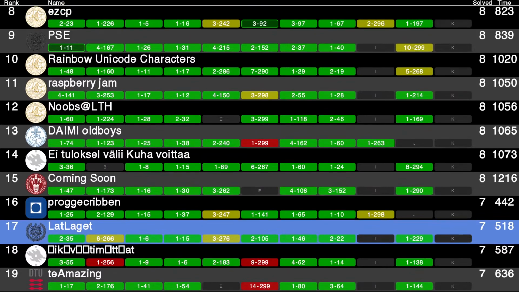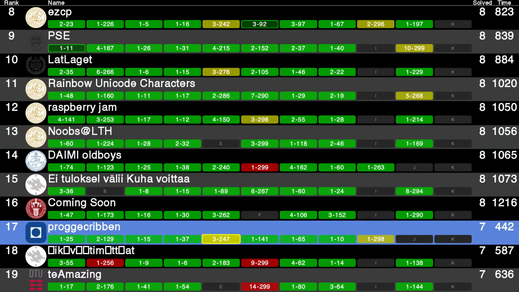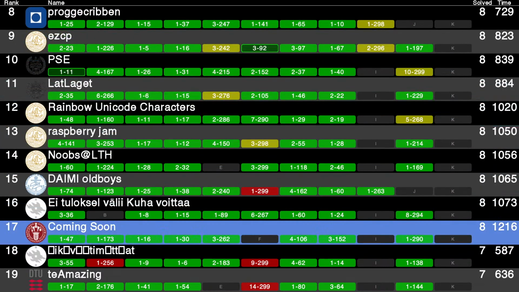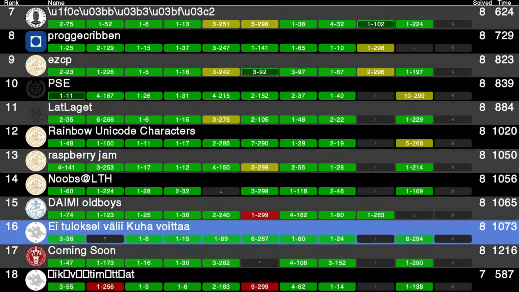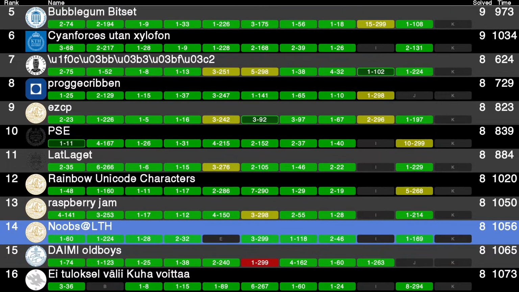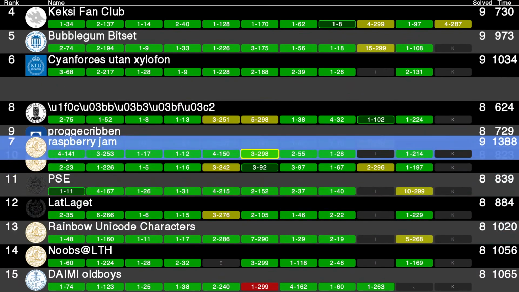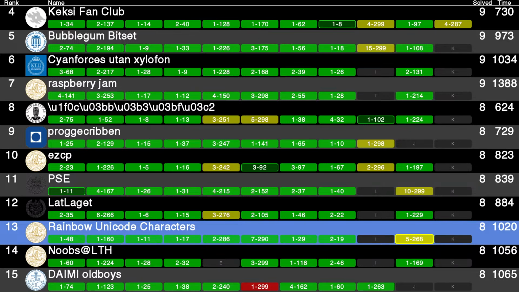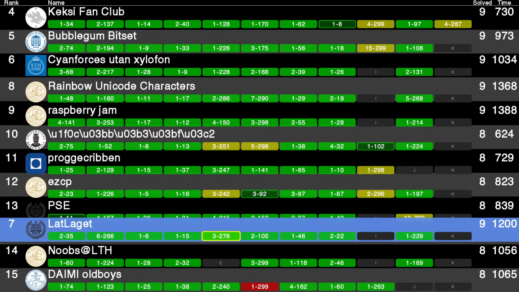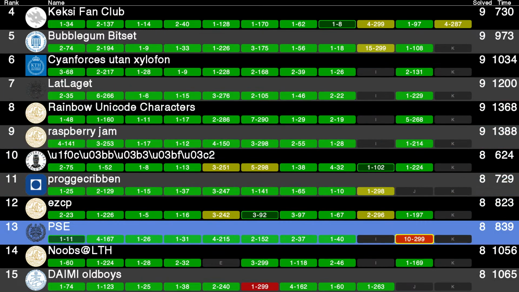This team didn't get anything in the last hour. Last Laget from Chalmers got B. Roger Kribben got E. Coming soon, didn't submit. Yeah, they got one in the last hour, yeah. Eitoloxel Valley Kuha Voita are finished. Noobs at LTH, Raspberry Jam. Oh, they got problem F there 2 minutes before the end. And Rainbow Unicode characters got another one as well in the last hour. A lot of submissions in the last hour that ended up working.